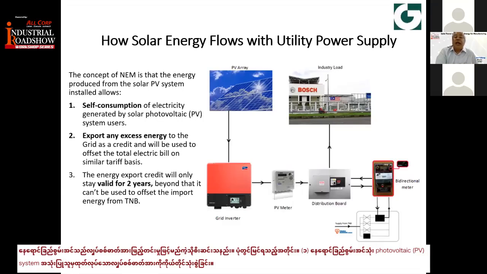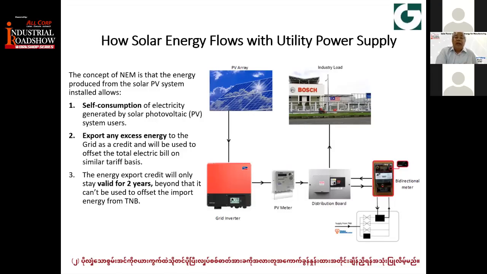How does solar energy flow with a utility power supply? As you can see in the diagram, number one, self-consumption of electricity generated by the solar photovoltaic system user. Number two, we export any excess energy to the grid as a credit, which will be used to offset the total electricity bill on a similar tariff basis. Number three, the energy export credit will be valid for 2 years.